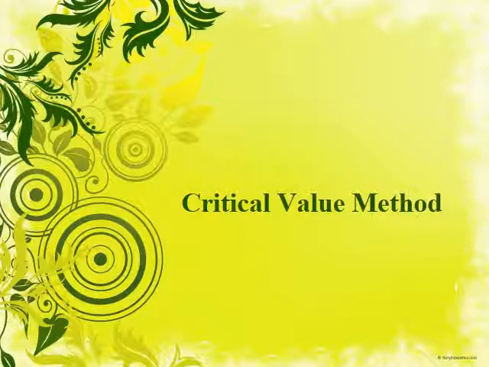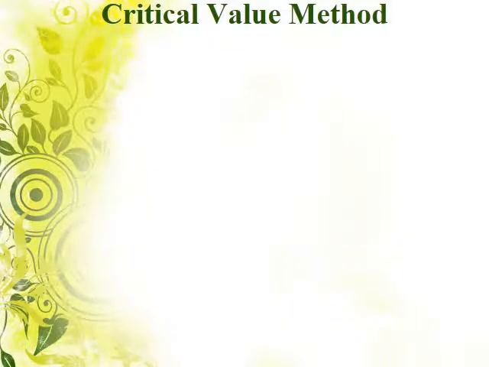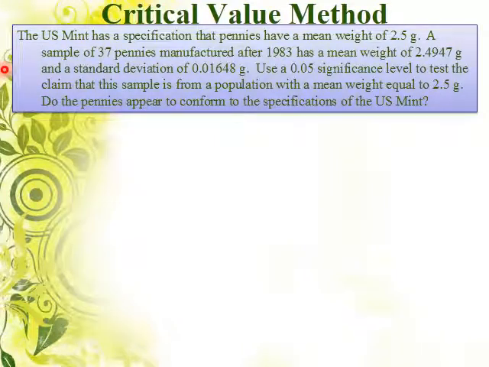So let's look at a couple examples utilizing the critical value method. Take a look at this example. The U.S. Mint has a specification that pennies have a mean weight of 2.5 grams. A sample of 37 pennies manufactured after 1983 has a mean weight of 2.4947 and a standard deviation of 0.01648. We're going to use a 0.05 significance level to test the claim that this sample is from a population with a mean weight equal to 2.5. Do the pennies appear to conform to the specifications of the U.S. Mint?